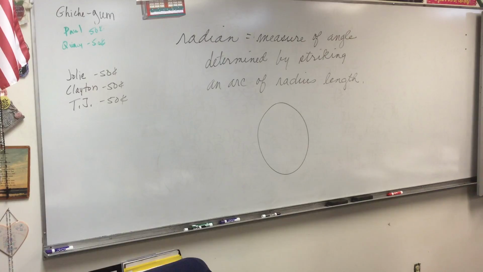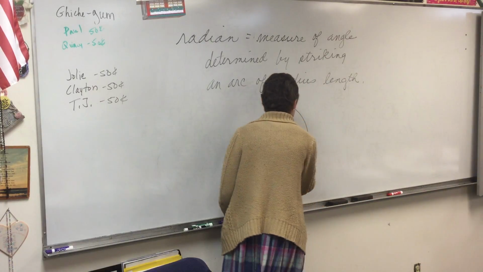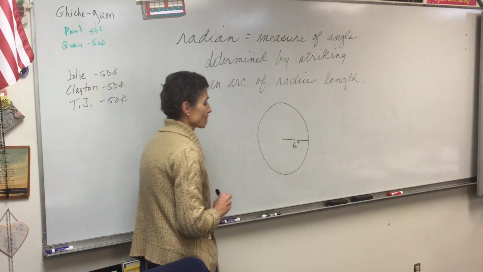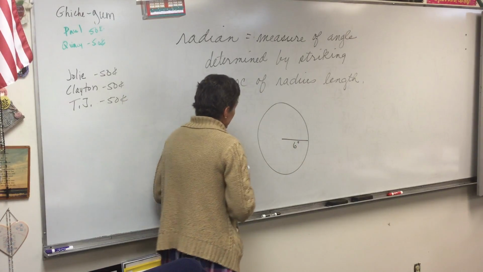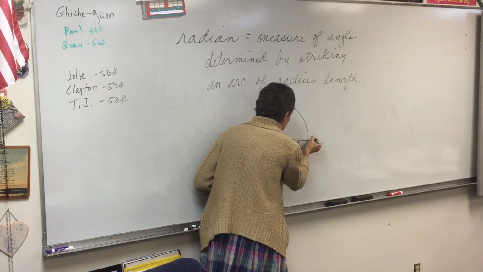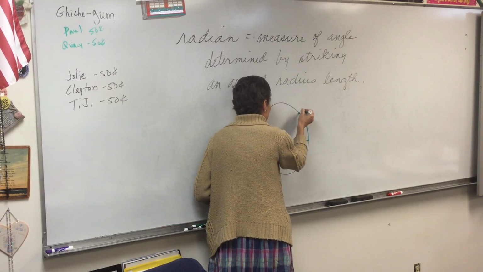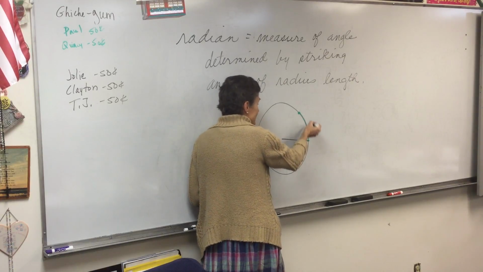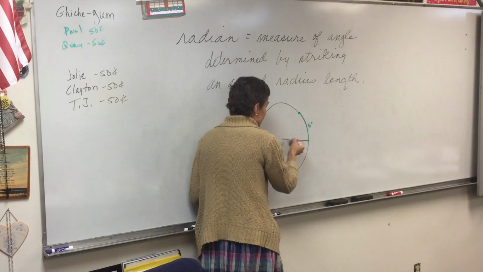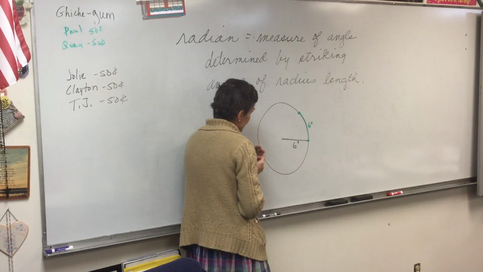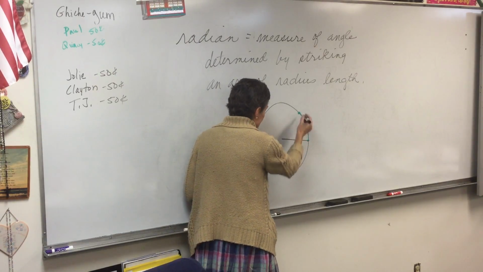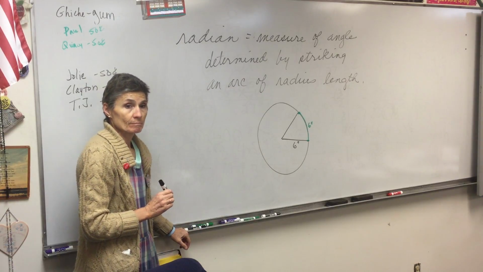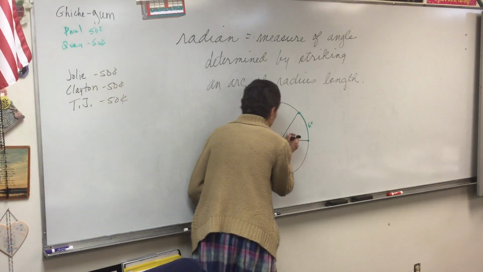if I have a circle, and let's say the radius is 6 inches. If I lay a piece of string 6 inches long, radius length, around that circle, that's the arc. It's the same length as the radius. Do you see how the end points of that arc determine an angle? That is 1 radian.